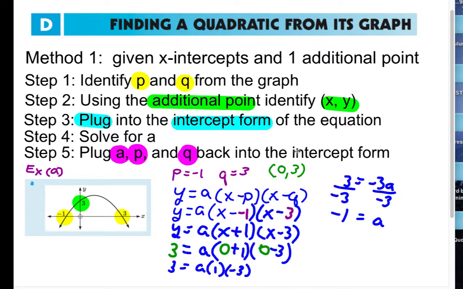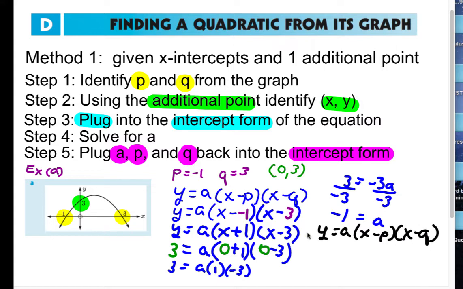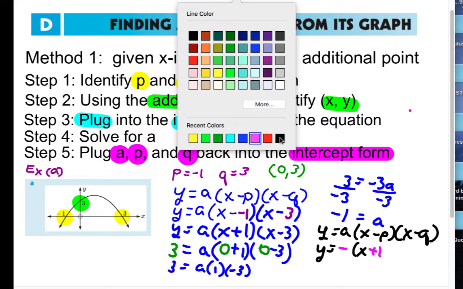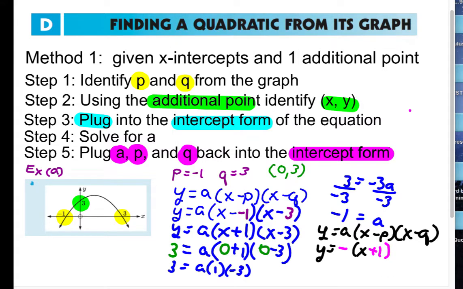So now I'm going to go back to my original intercept form equation, plugging in A, P, and Q only. So recall, intercept form of the equation is y equals A times x minus P times x minus Q. Substituting in A, which is -1. And since it's a 1, all I have to do is write the negative. And then substitute in my P, which was -1, so that becomes a +1. And then substitute in my Q, which was 3, so I got x minus 3. And you have successfully found an equation of a quadratic from the graph alone.